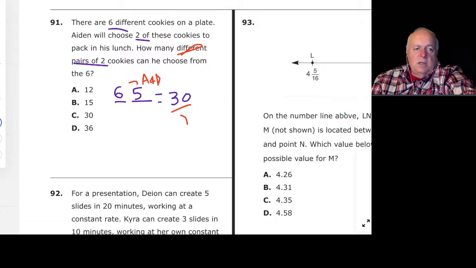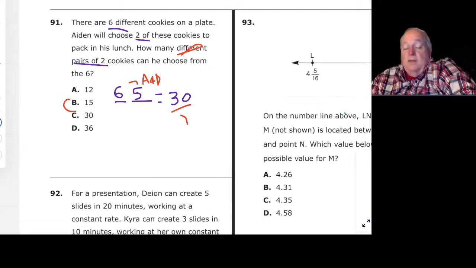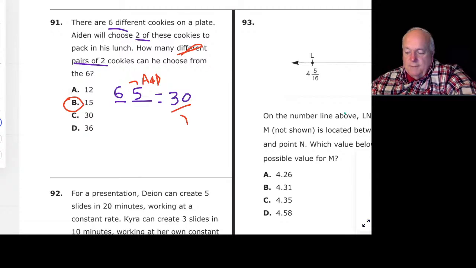So this is, again, another throwaway question that if you know how to do this, should take you about 15 seconds at most, and it'll gain you time for questions that turn out to be harder. All right?